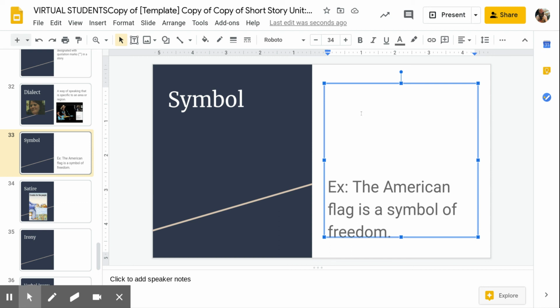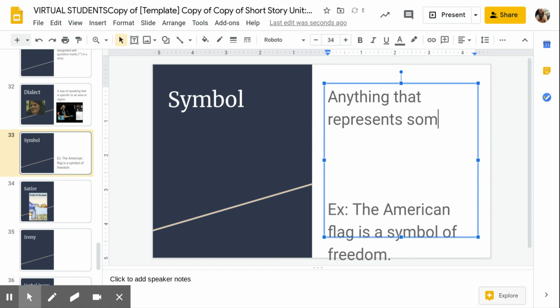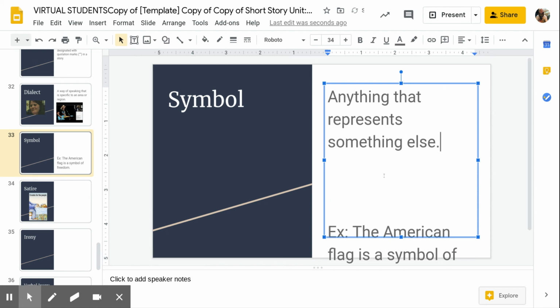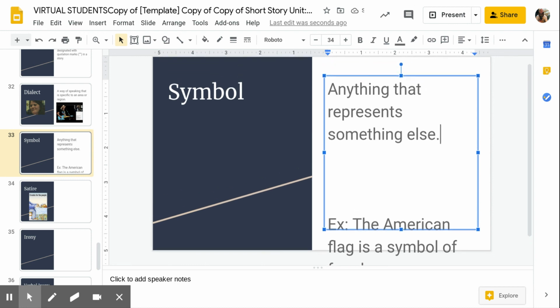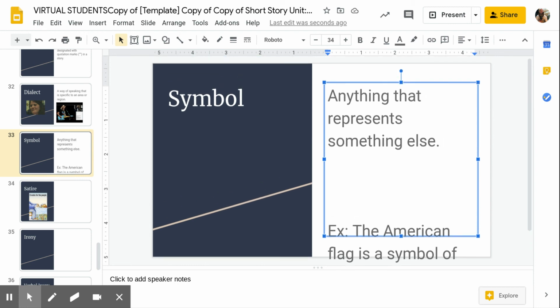A symbol is anything that represents something else. So the American flag is always known as a symbol of freedom. By itself, maybe to an outsider, it's just a flag with 50 stars and red and white stripes. But to us, it's a symbol of freedom. The flag represents something else, and that something else is freedom. So that's all a symbol is.